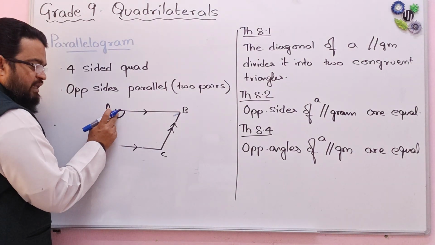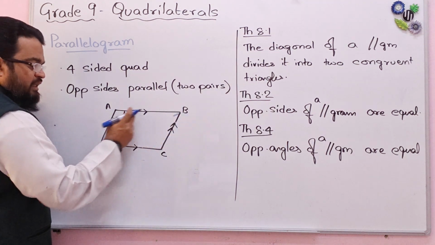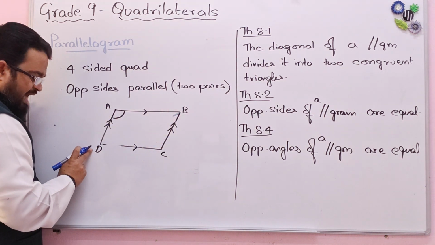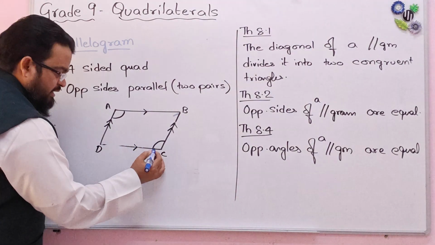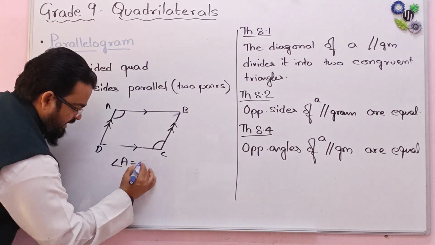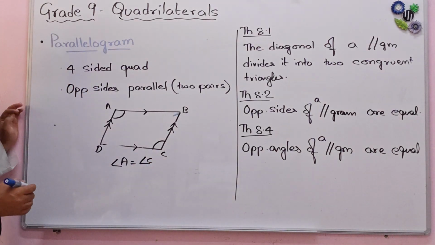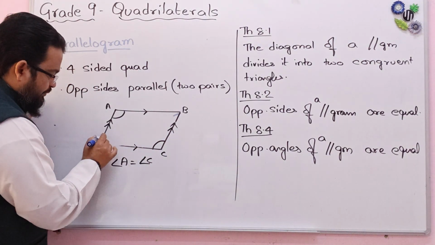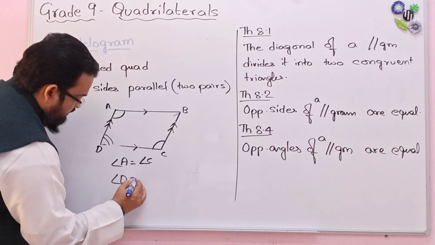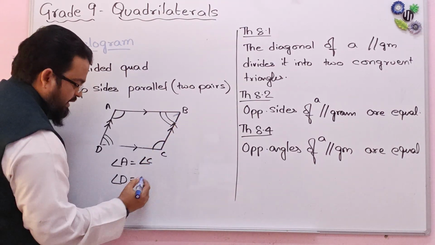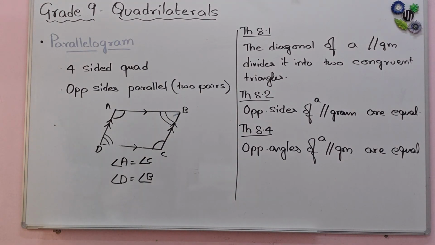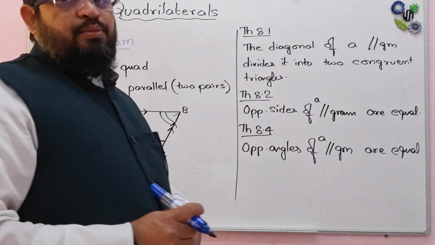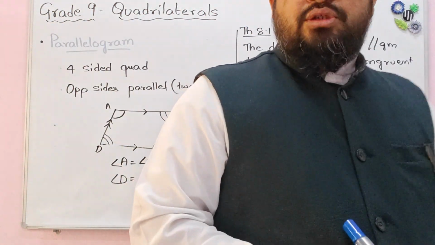See, angle B is adjacent to A. In the same way, angle D is also adjacent to A. So which is opposite? The remaining one, angle C. So angle A is equal to angle C. And according to theorem 8.4, angle D is equal to angle B. So this is the third property. Please remember the properties. If you don't remember, you cannot solve or prove the given statements. Got it, my dear students?